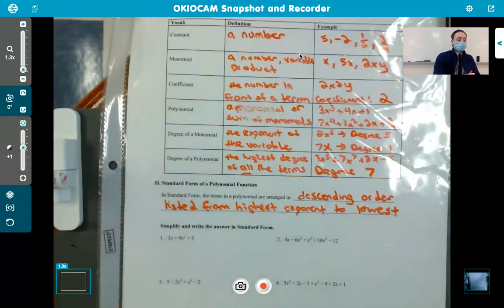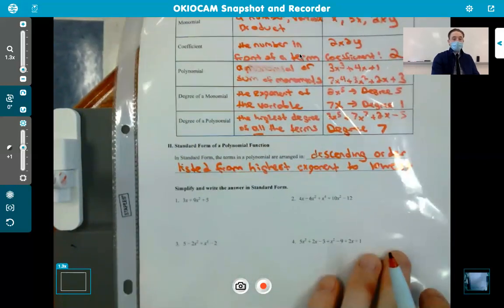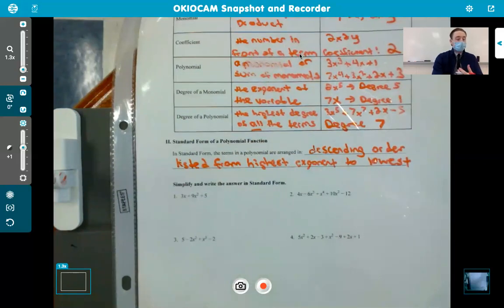So standard form is listing the terms of a polynomial in descending order from highest exponent to lowest exponent. This is going to help us with categorizing the way that we write something in standard form. The first thing we want to do is make sure we can simplify. So if there's any common terms or like terms, we want to combine them, so we have the correct amount of terms, and then we're going to write it in order from highest to lowest exponent.